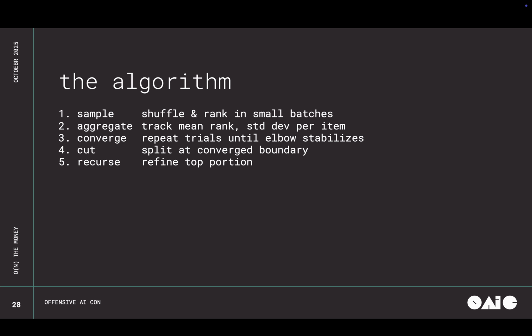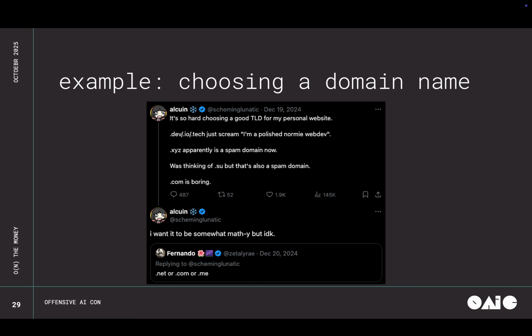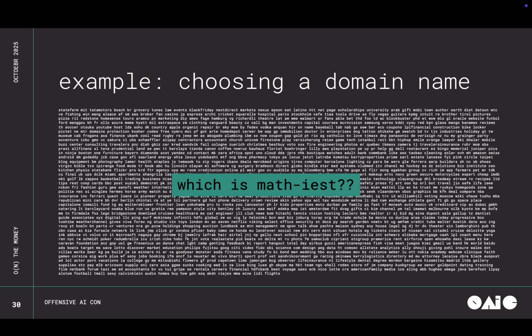And we keep closing the gap until we have a highest ranking item. This is clearly illustrated by choosing a domain name, for instance. Like I saw someone on Twitter say, I want a mathy domain name. That's a weird problem to try to solve. It's very fuzzy: what makes a domain name mathy? I don't know. It's hard to objectively score that, right? But you can say relatively which domain name is mathier than all the others.